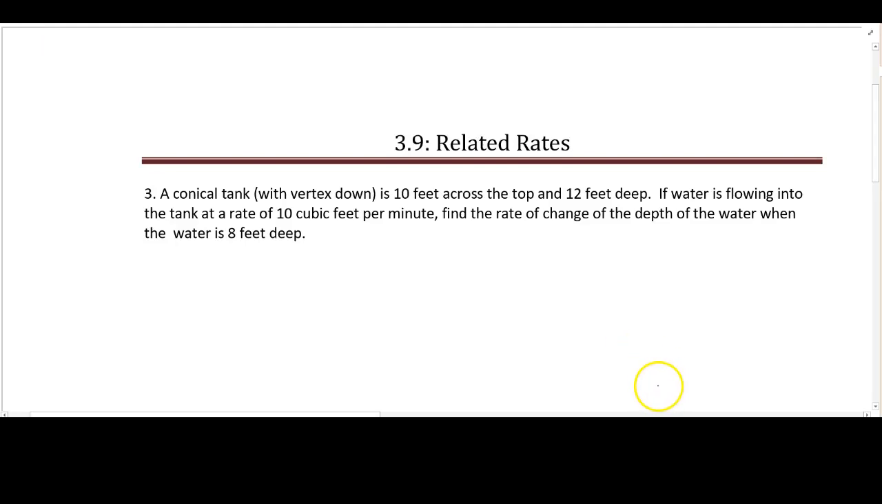A conical tank is 10 feet across the top and 12 feet down. If water is flowing into the tank at a rate of 10 cubic feet per minute, find the rate of change of the depth of the water when the water is 8 feet deep.